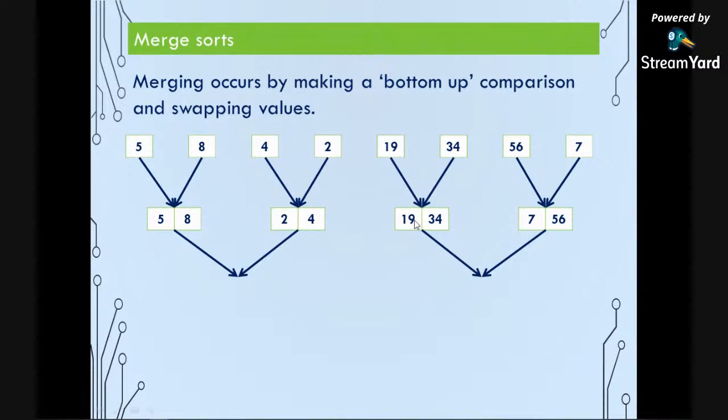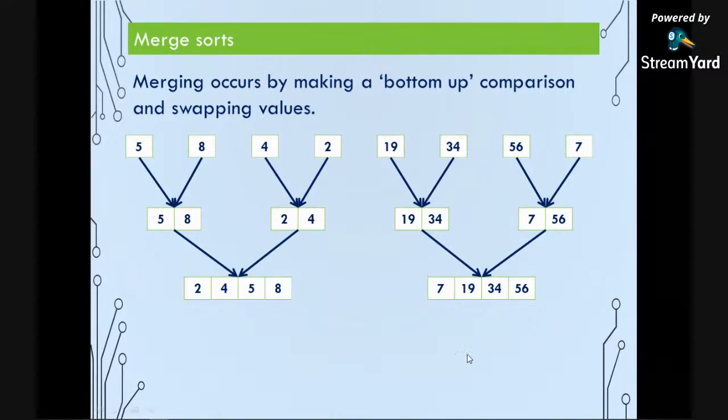Same idea here. 19 is compared with 7. 7 goes at the beginning. 19 is compared with 56. 19 goes after 7. 34 is compared with 56, which then goes next in the list, and 56 goes at the end. Okay, so now we have two lists that are in order.